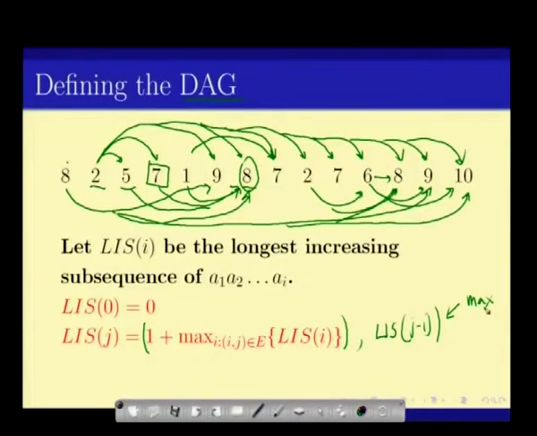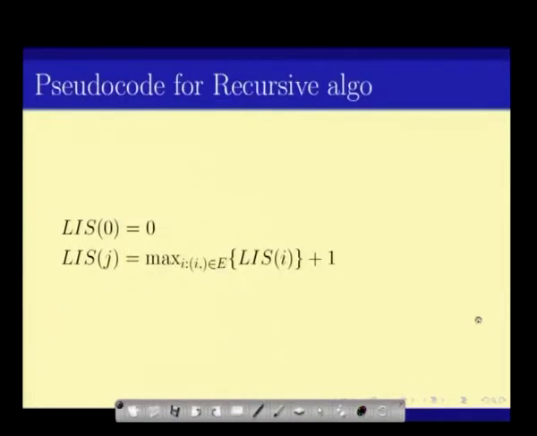The idea is simple, let me just recall once again: either it uses the last bit, the a_j-th bit. In that case, you look at all the edges i to j and look at the LIS i, and in that case you can add 1 to that object, or you do not use the LIS j. In this case, you just go down by 1, LIS j minus 1. So, this gives me the recursive algorithm, and we have this usual pseudo code.